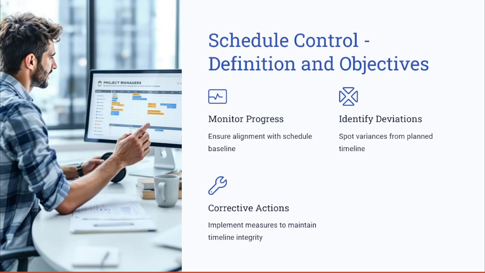So here we are saying that we are going to control and monitor the project progress against the schedule baseline. The schedule baseline will be used later for the monitoring and controlling process group activities. Its objectives include identifying the deviations, implementing corrective actions, and maintaining the integrity of the project timeline. Effective schedule control minimizes delays and ensures timely project delivery.